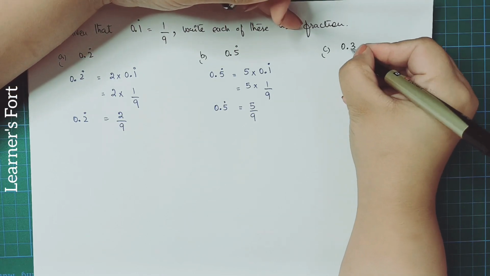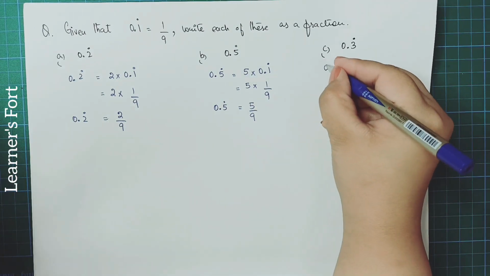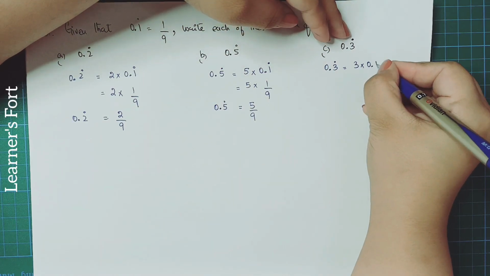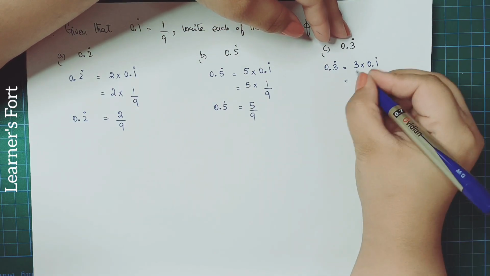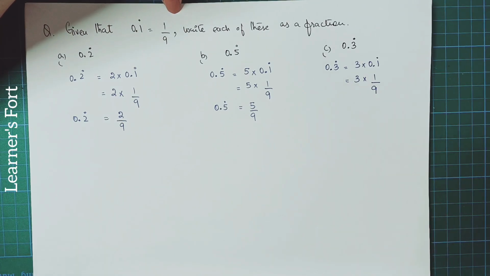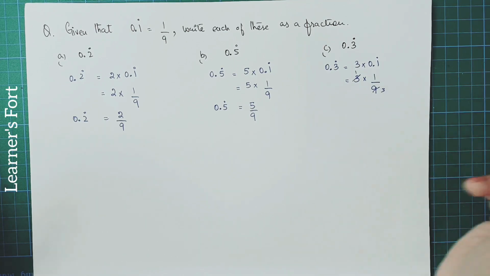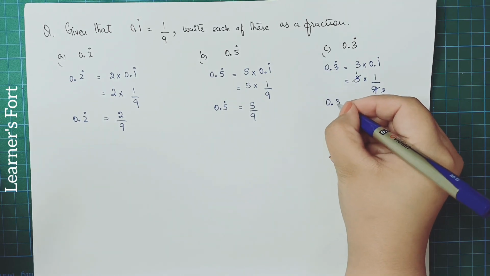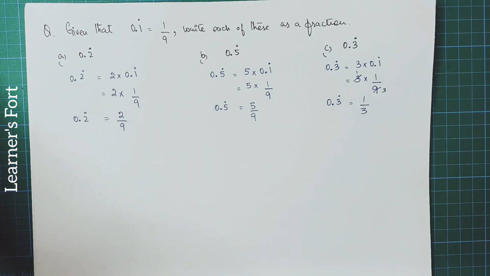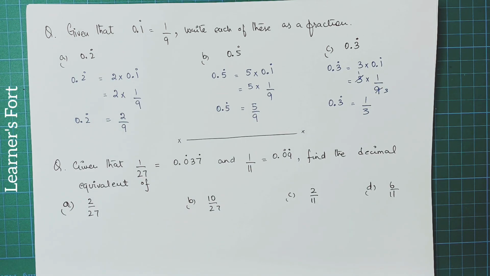We have 0.3 dot. Okay, now what are you going to do in this case? 0.3 dot can also be written as 3 into 0.1 dot. Now we can write 1 upon 9 instead. Now here you can see that 3 and 9 are divisible by each other, so 3 ones are 3, 3 threes are 9. So 0.3 dot can also be written as 1 upon 3. Okay. Alright, now let's have a look at another question.